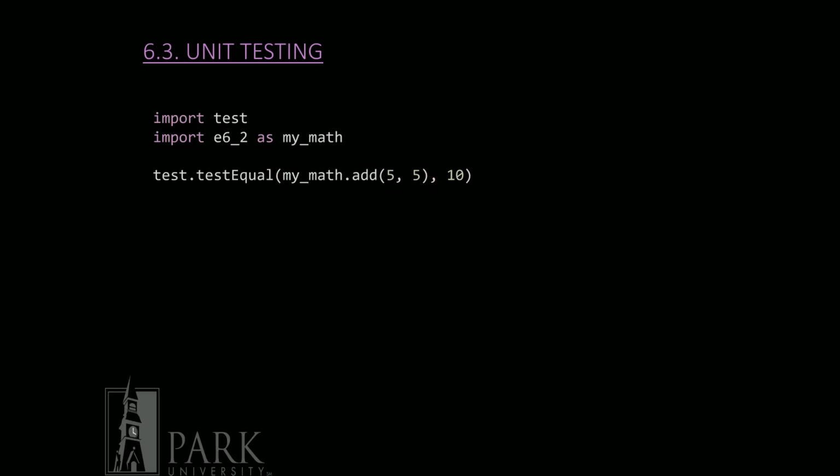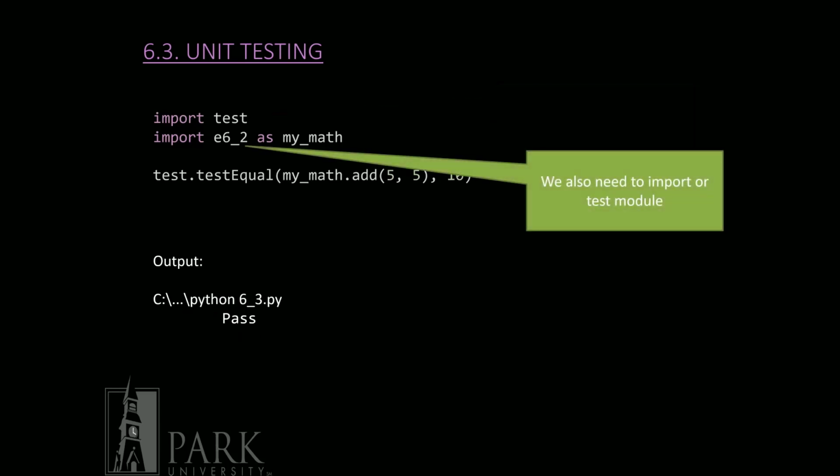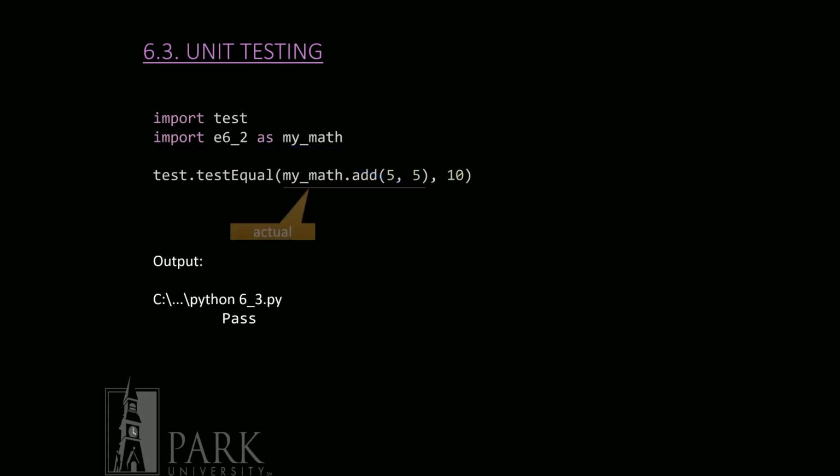And then we're going to run it. And this is what the output's going to be. It's going to be pass. So we're going to call this file and it's going to print pass. Right? So here is, again, we're going to import the test. This is the file that we're going to be using as part of our driver program. So this right here is our driver program. And then, of course, we're importing E6_2, and we're just renaming it to myMath for the purpose of this module, right? And then again, this is the actual value that we're passing in, and this is the expected value.